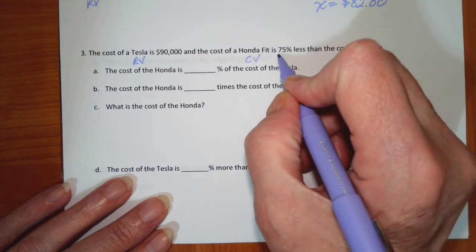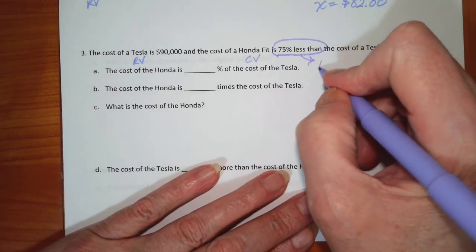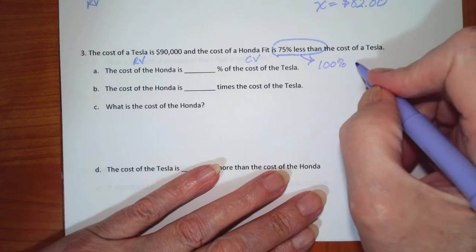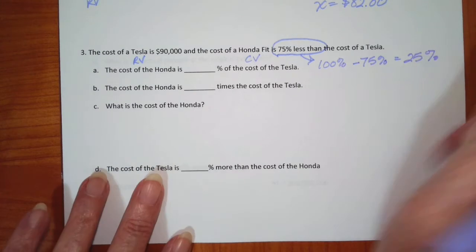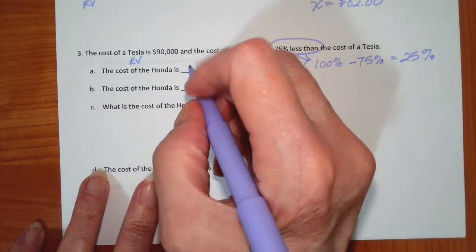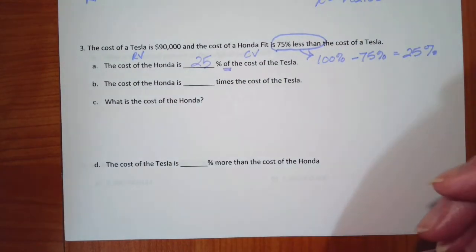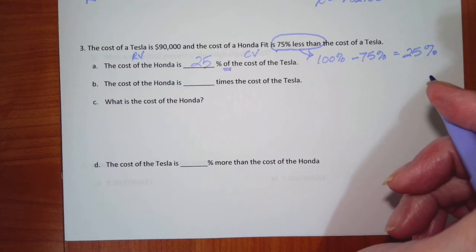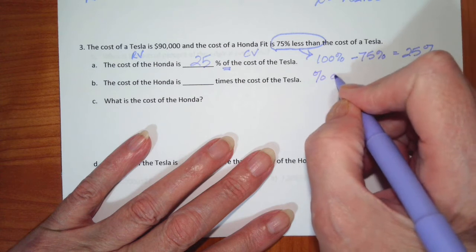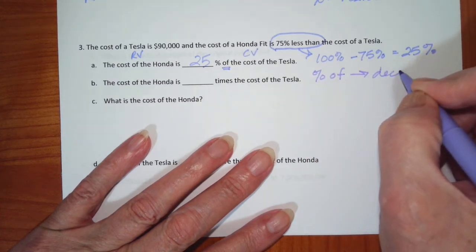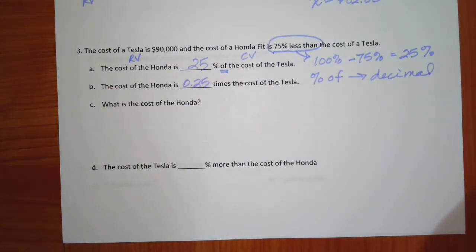Okay, so 75% less than means that it is 100% minus 75%, which is 25%. If it's 75% less than, it is 25% of. And to find out how many times, we're going to take the percent of and turn it into a decimal, which is 0.25 times the cost of the Tesla.